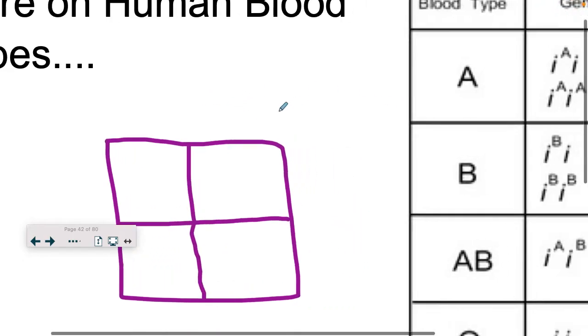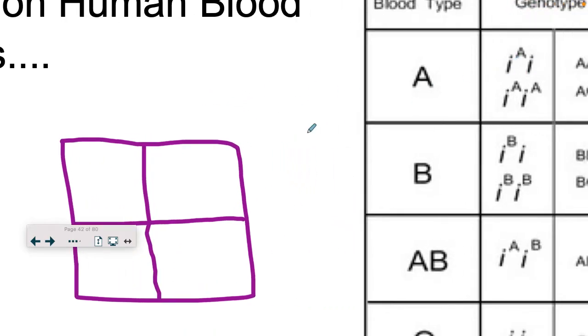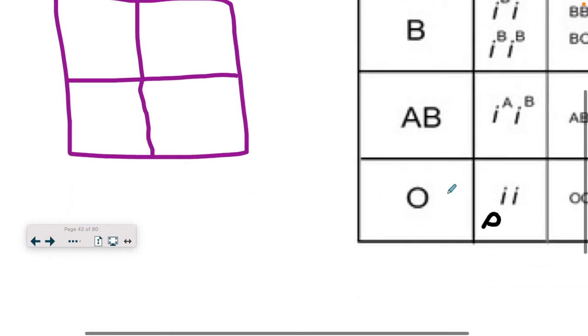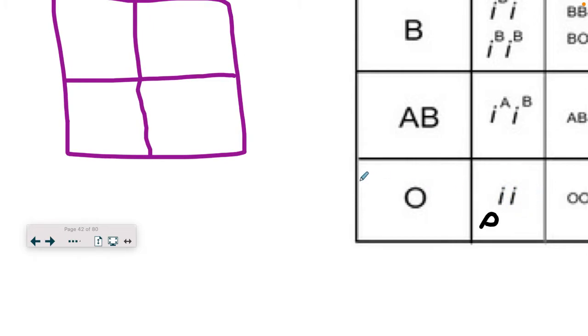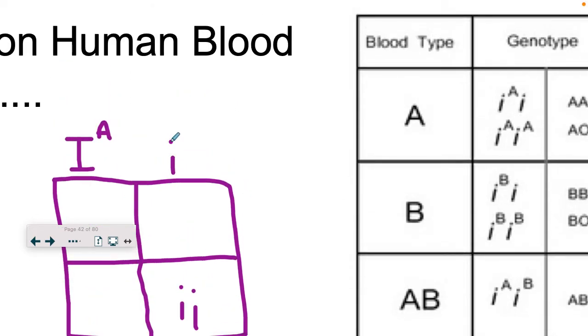So there's a couple of different ways I could show my dad's genotype. For sure, he's got the I^A, okay? But I don't know what this other allele is yet. I just told you my sister's blood type. What's my sister's blood type? Type O. So what is her genotype? Yeah, those two little i's. So I'm going to stick two little i's here. This is my sister. And so that means my dad is a carrier for type O blood.